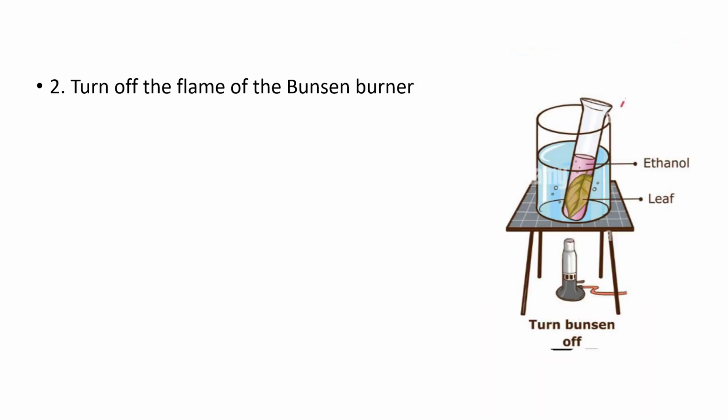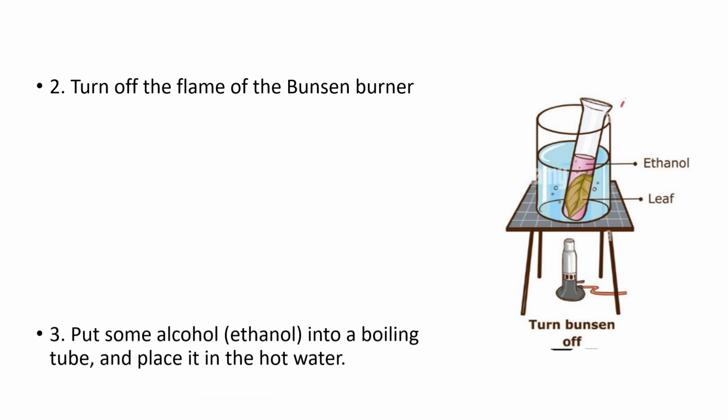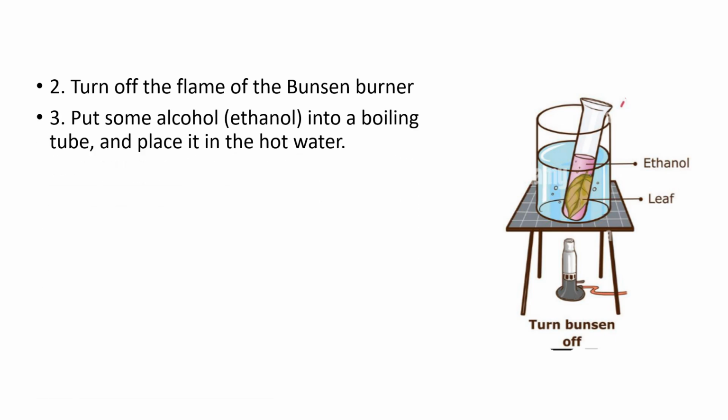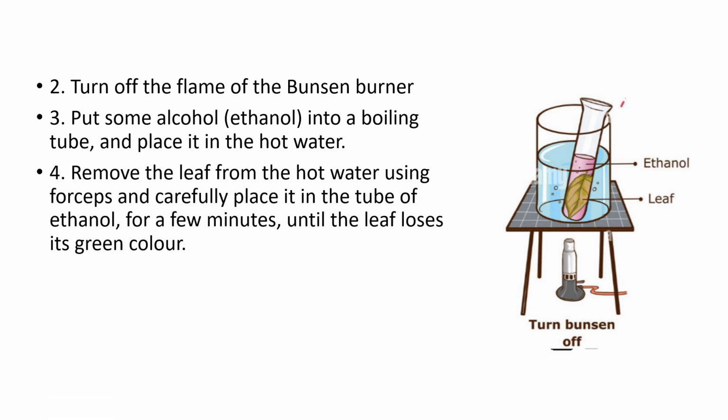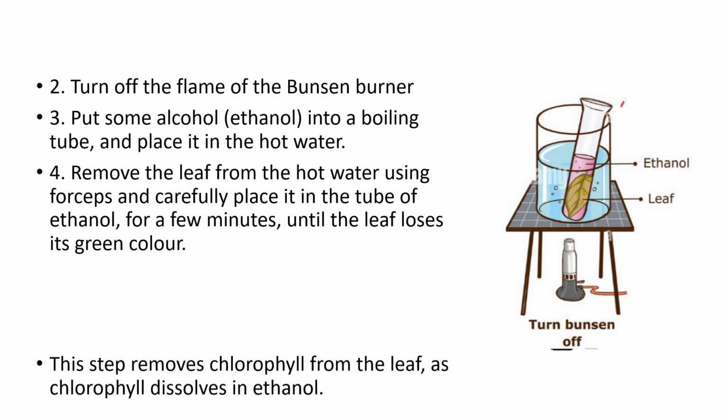The next step involves an alcohol, usually ethanol, which is highly flammable. Therefore, before we go to the second step, the Bunsen burner should be turned off. Put some alcohol into a boiling tube and place it in the hot water. Remove the leaf from the hot water using forceps and carefully place it in the tube of ethanol for a few minutes until the leaf loses its green color.